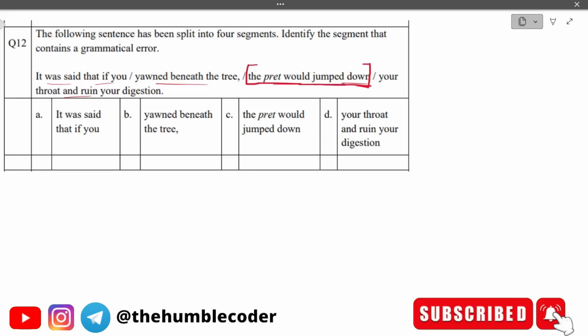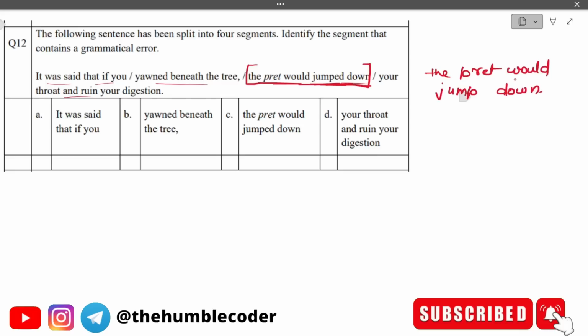See guys, if you read properly, you will get to know in one go that there is some problem related to the verb form. That is jumped here. See, it should not be jumped. Let me tell you why. The error is with the verb form jumped, which is following would. In conditional constructions, with would, the base form of the verb should be used, right? Therefore, this part should be: the prat would jump down.